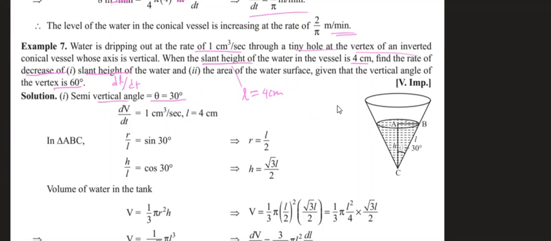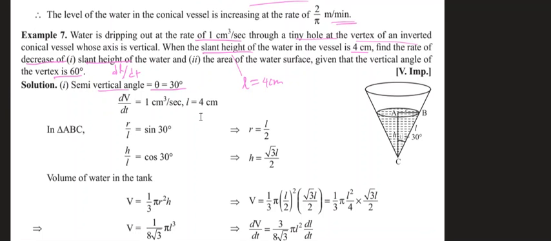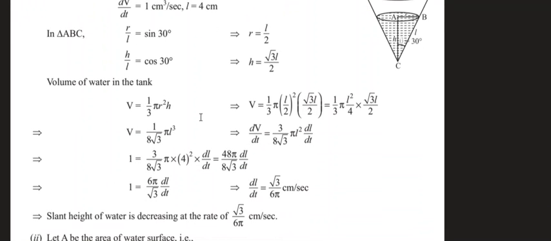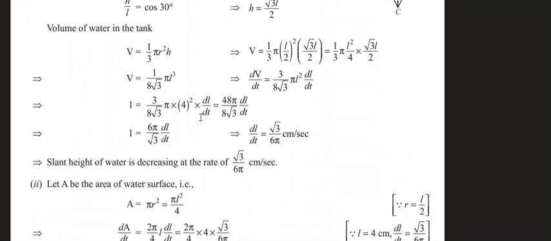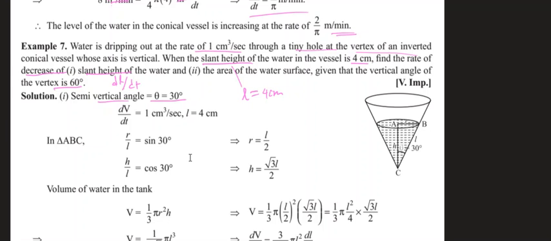So what are the things we have to find out? We have to find dl by dt, and in the next case the area alone, dA by dt. So there are two important questions: one is dl by dt, another is dA by dt. This is represented by the surface, is it not? So dA by dt should be found out. Okay, so these are the two aspects.